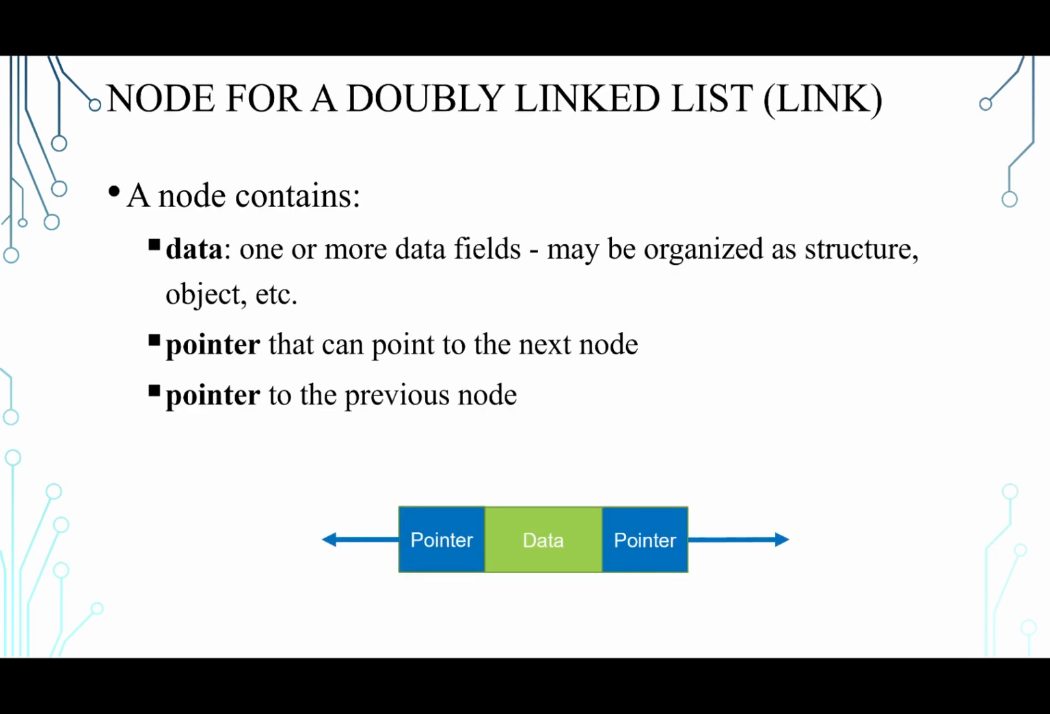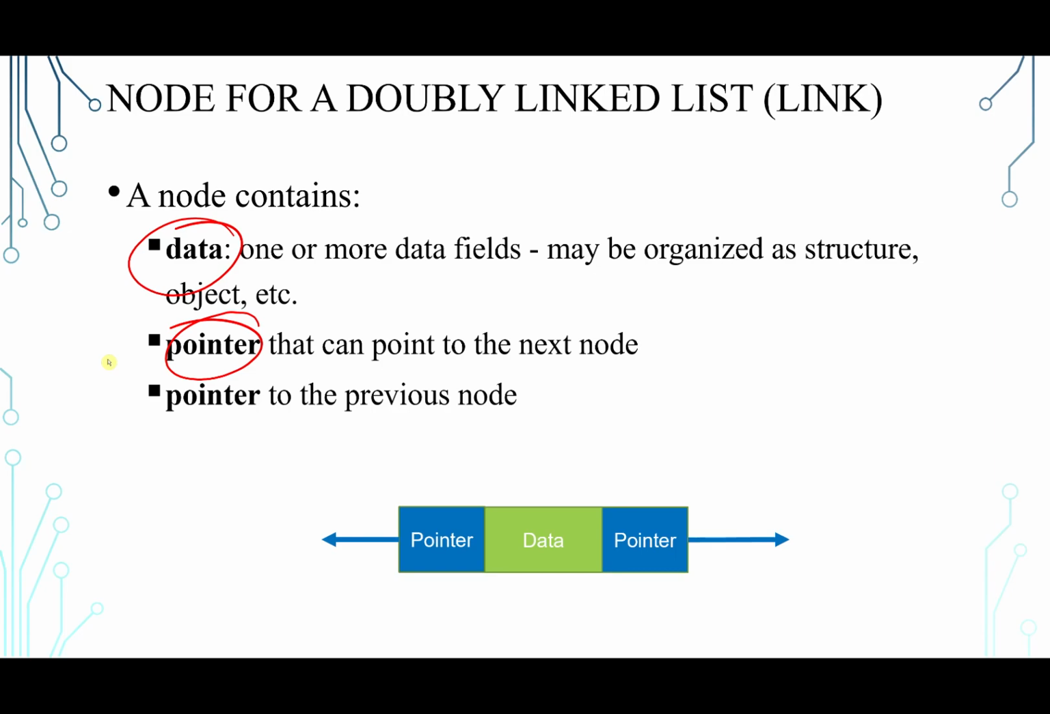So, remember the node in a singly linked list? The node in doubly linked list is just going to have one addition. So the node in single linked list contains data and pointer. Data, one or more data fields, may be organized as structures or objects or anything else. Pointer that points to the next node.